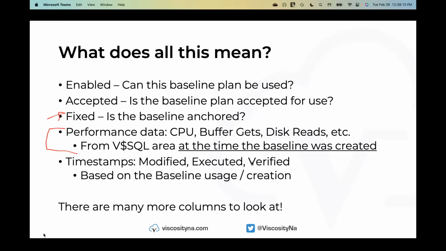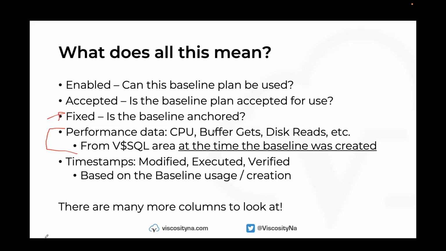This information is grabbed at the time that the baseline is created. So if you're thinking that if I go look at the baseline view it's going to keep updating the disk reads, et cetera, it's not. Like that statement I just ran twice, how many buffer reads and how much CPU it used to run twice is what is in the baseline. If I go run this 1,000 more times, that baseline data does not get updated with new performance information.